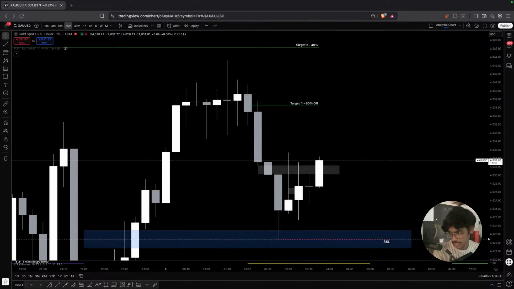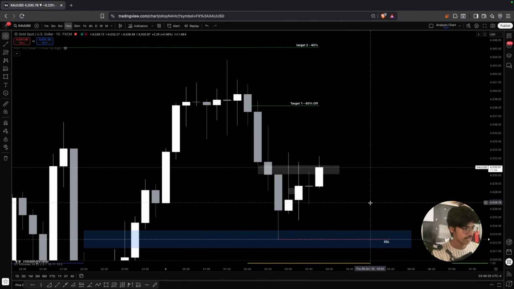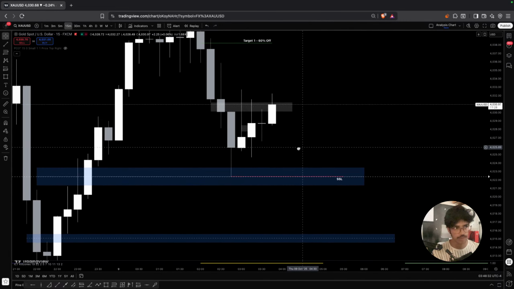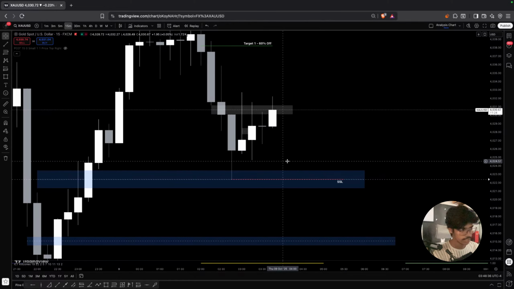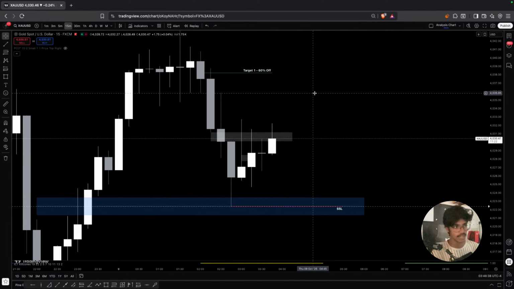For information, I am trading a live account. It is not a demo account, it is not a paper account. And on every trade, if this trade forms, I'm going to risk around $15 to $20 on this trade for it to play out in my direction.